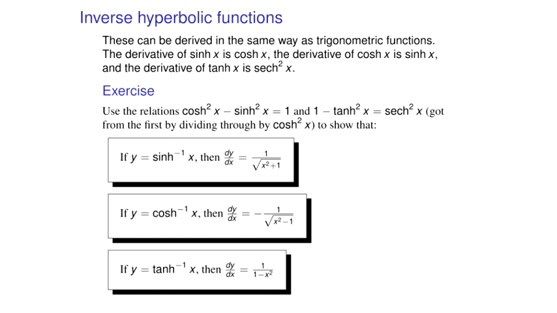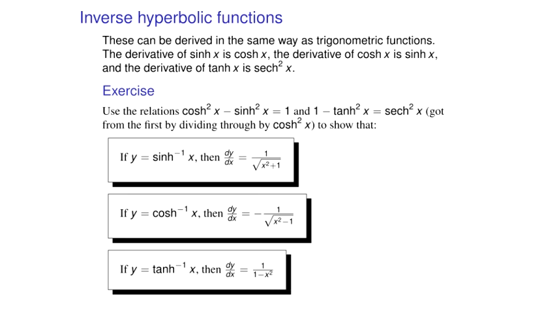Exercise. So in exactly the same way as we just differentiated the inverse trig functions, we can also differentiate the inverse hyperbolic functions. So as an exercise, use the relation cosh squared minus sinh squared equals 1, which we then divide through by cosh squared to get 1 minus tanh squared equals sech squared, and show that if y is the inverse hyperbolic sine of x, sinh inverse of x, then dy by dx is 1 over the square root of x squared plus 1.